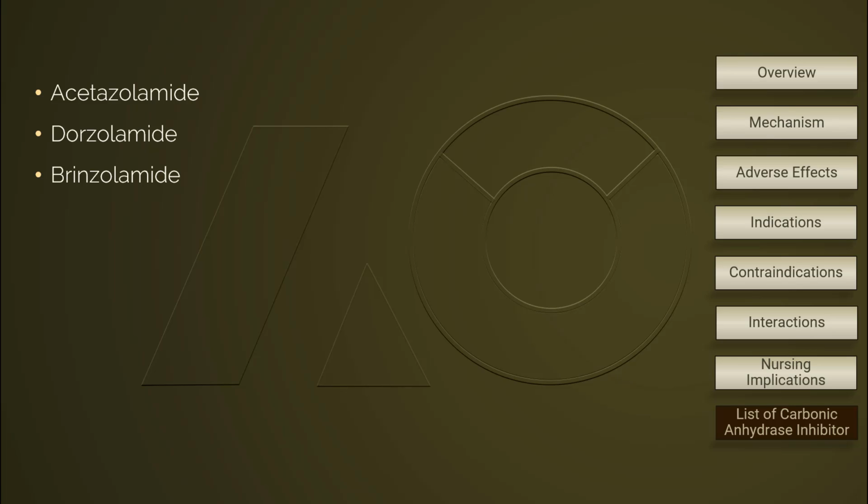Although carbonic anhydrase inhibitors are not commonly used, it is still very important for us to know this medication well. We need to educate our patients on principles for safe medication administration. There is no antidote for this medication. Let the patient know that they should seek medical attention immediately once overdose is suspected.